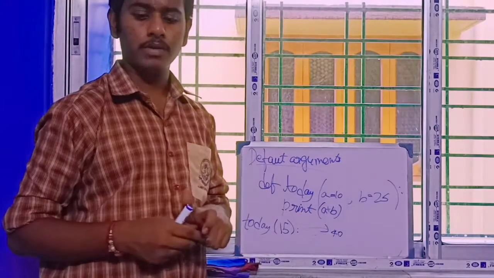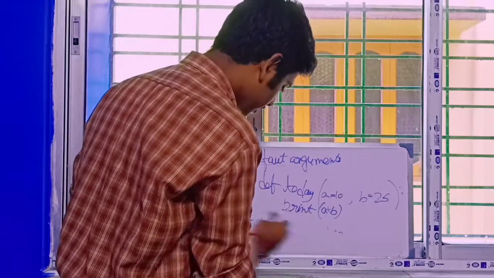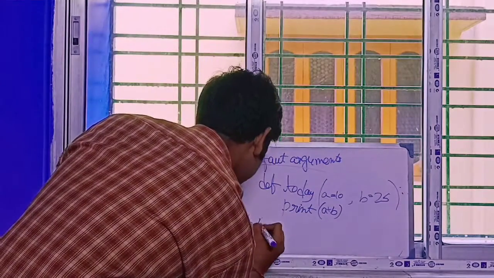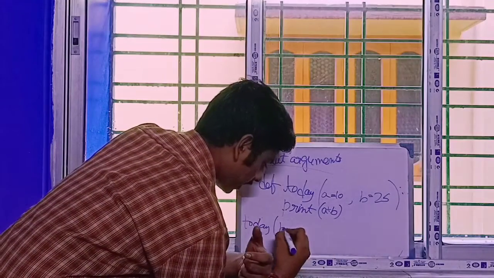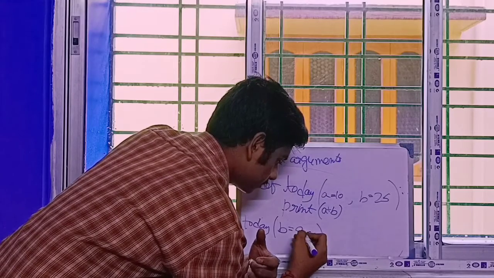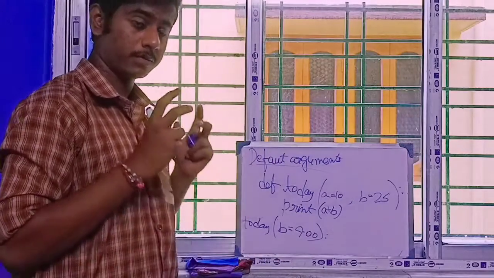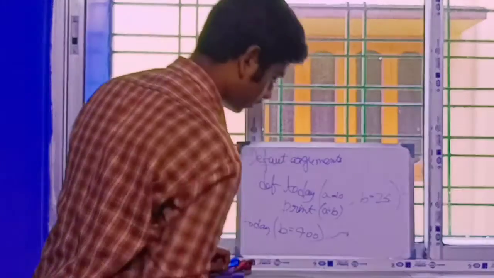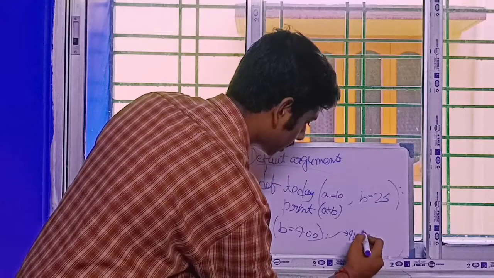Okay. Now in the default arguments we can also call our function like this: today. See, if we specify here that b is equal to 400, meaning we are specifying which variable we want to change, then the result will be 10 plus 400, that is 410.